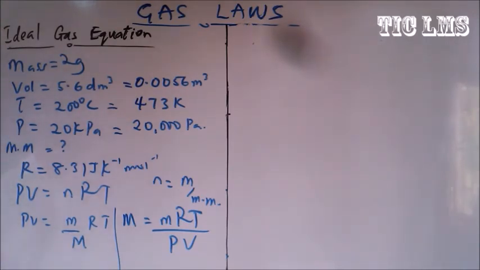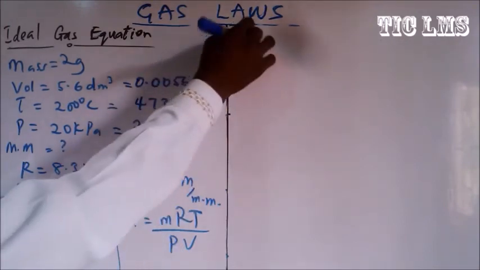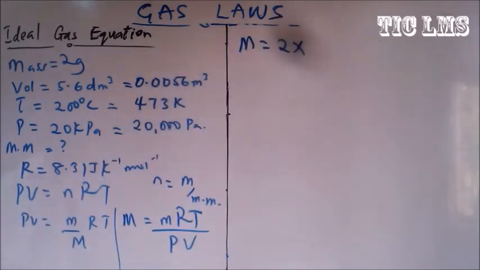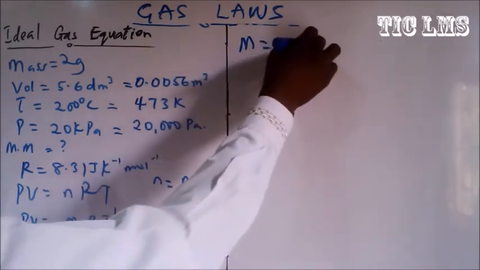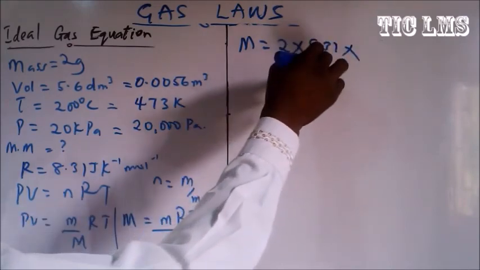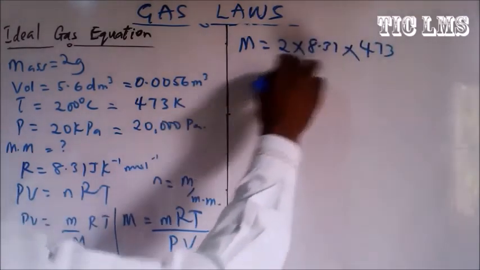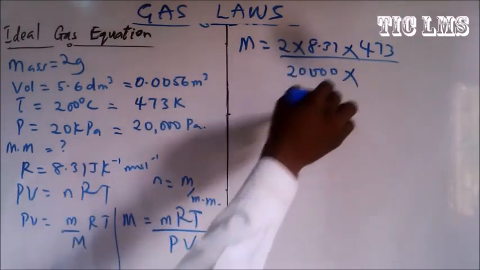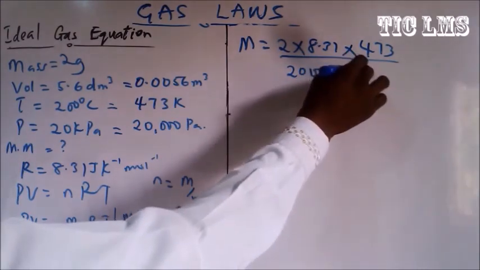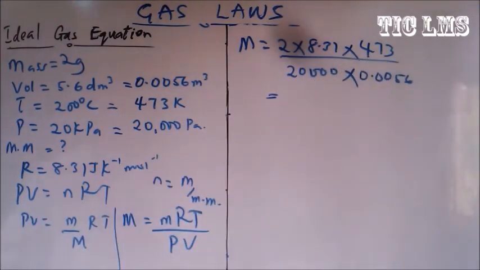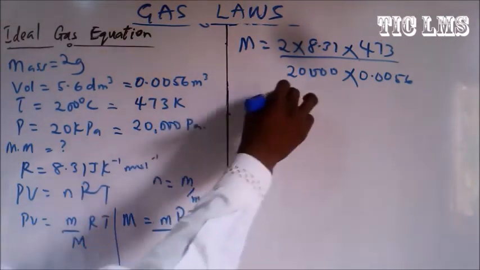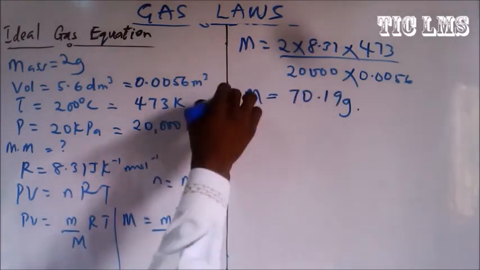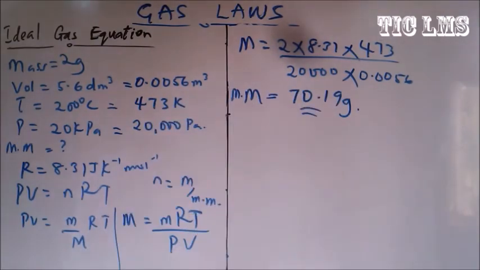Now we shall substitute our values into this. So M equal to the mass of the gas, which is 2, multiplied by the constant R, that is 8.31, multiplied by the temperature, which is 473, divided by the pressure, that is 20,000 Pascal, multiplied by the volume, which is 0.0056. And so when we multiply this out, we'll have 70.19. Here is the molecular mass of gas X.